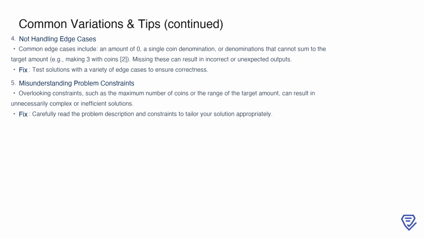Another common pitfall is misunderstanding the problem constraints. For instance, you might overlook the maximum allowed coin count or the range of the target amount. This could make your solution unnecessarily complex or inefficient. Carefully reading and understanding the constraints in the problem description helps you tailor your approach and avoid wasted effort.